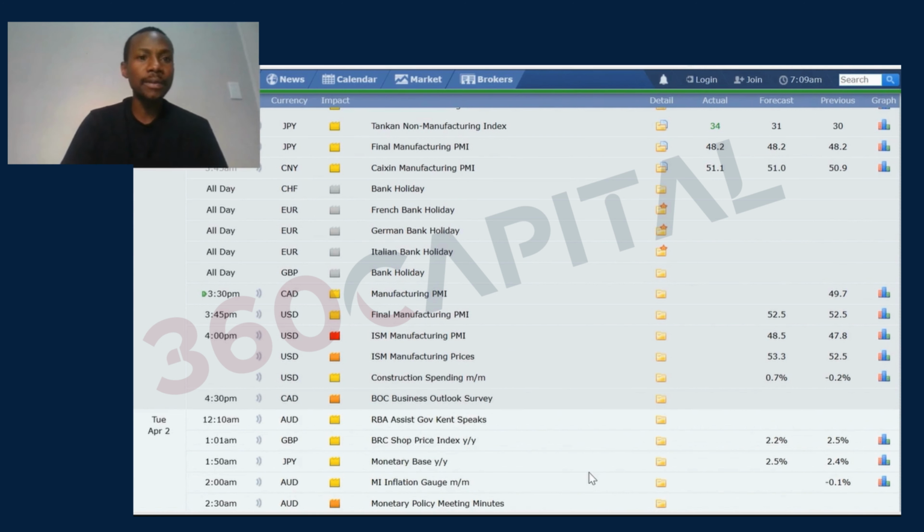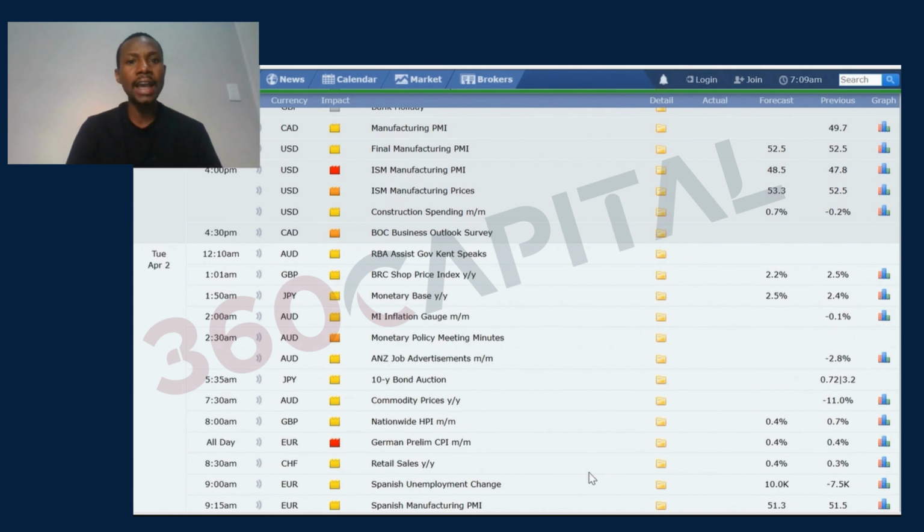Regarding the fundamentals, today is Monday, the 1st of April. Mostly it's holidays because of the Easter weekend. The Easter week goes all the way until today, and we're seeing a lot of bank holidays: from the Swiss franc, French, German, Italy, and from the Great British pound.